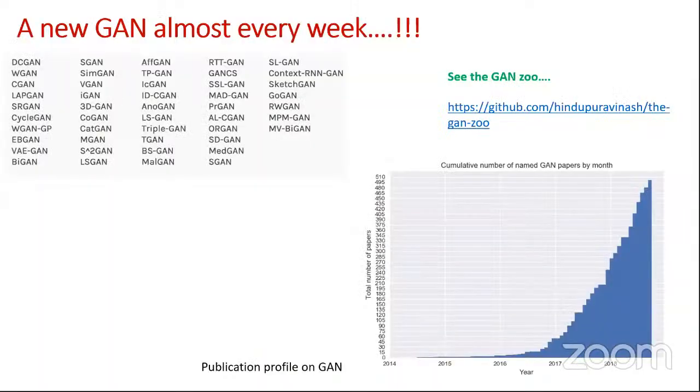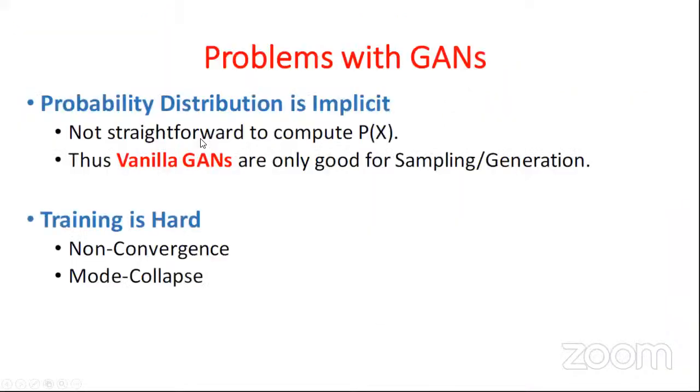The GAN research is almost at its peak. New generative adversarial network architectures for different purposes are coming almost every week. There is a GitHub repository called GAN-Zoo, which keeps track of all these new developments. Now, nothing in machine learning comes as a free lunch. There is a principle of no free lunch in machine learning.